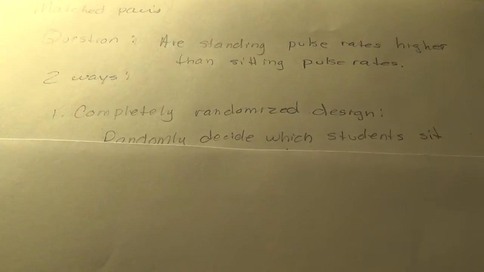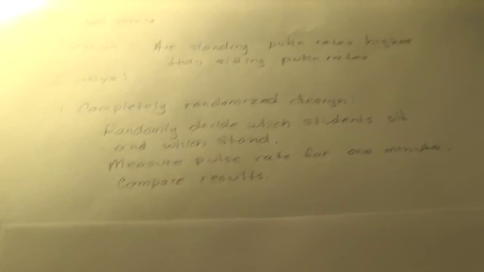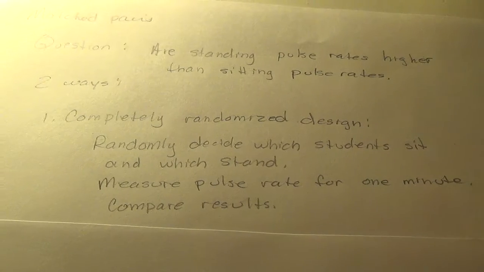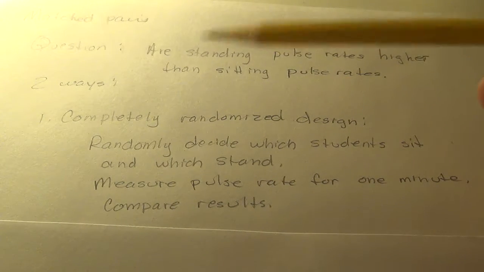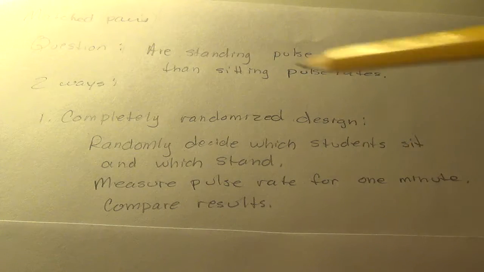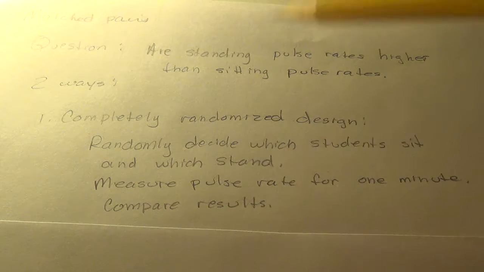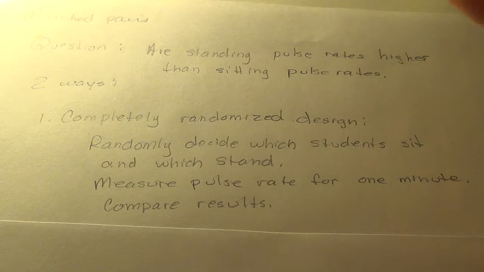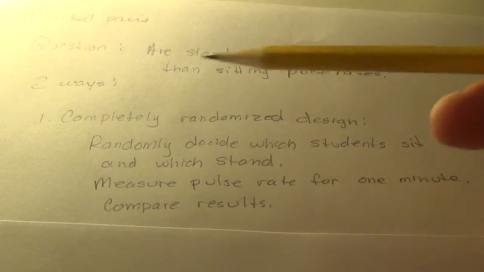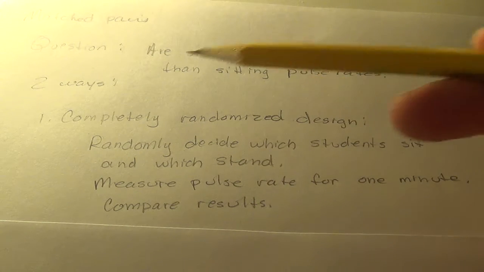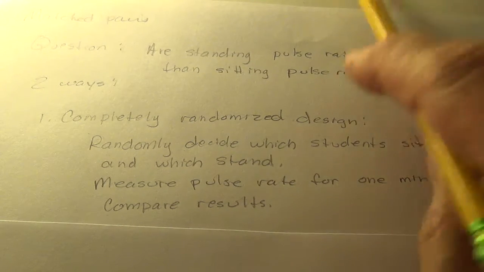So the first one is we are completely going to randomize design. So that's what we were used to before today. We randomly decide which students in the class will sit and which students will stand. Then we measure their pulse rate for 1 minute, and we compare the sitting pulse rates to the standing pulse rates. So that is a completely randomized design.